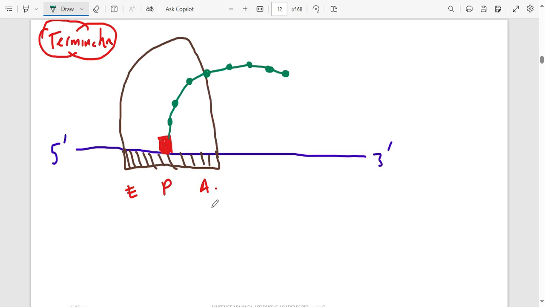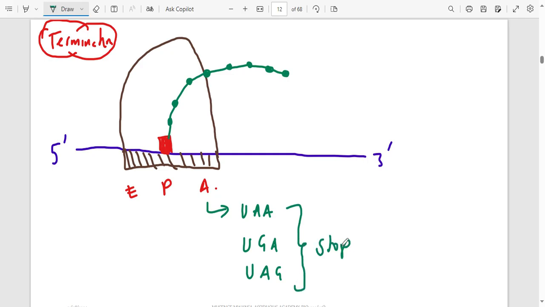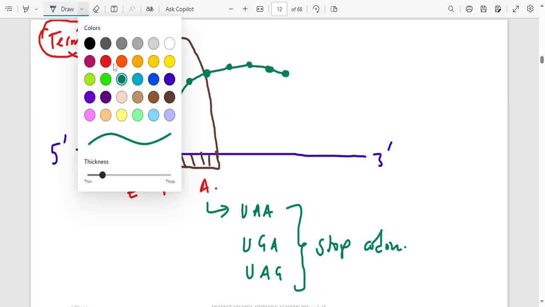But now, if you read any stop codon in the A site, the stop codons, we have got UAA, we have got UGA, we have got UAG. If you read any one of these three, these are known as stop codons. Please don't forget. Remember, we also had the start codon. So if you read any one of these, a protein which is called release factor is going to come and bind to the A site.